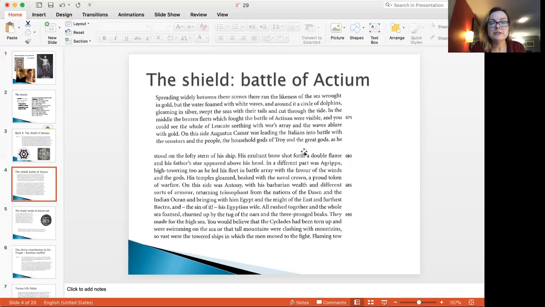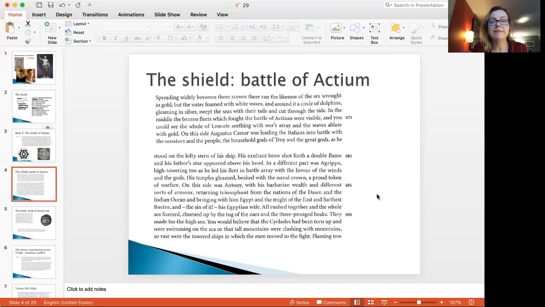And in addition, he's looking almost like a god, and his father's star appeared above his head. What this references is that supposedly when Julius Caesar was killed, there was a comet. And so the fantasy was at least that Julius Caesar was becoming a god. But this makes the connection that Augustus is on his way to becoming a god.